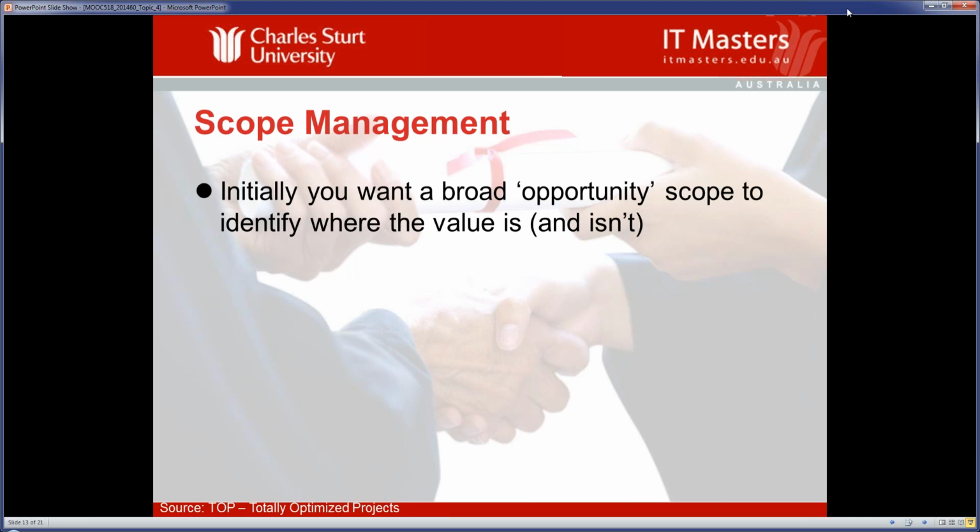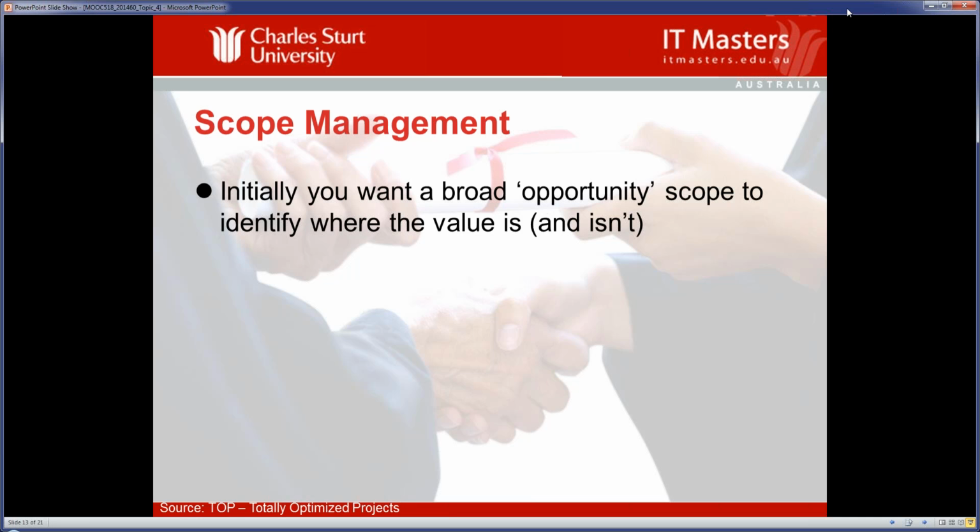People tend to, when they start thinking about a program or how to fix this solution, or how to actually deliver on the strategy that we've got in the organisation, narrow their scope down too early. So what we've got to try and do, and the governance group should help do this, is to look at the broad or the opportunity scope and really try and work out where the value is, and probably just as importantly where the value is not. So we try and broaden it out.